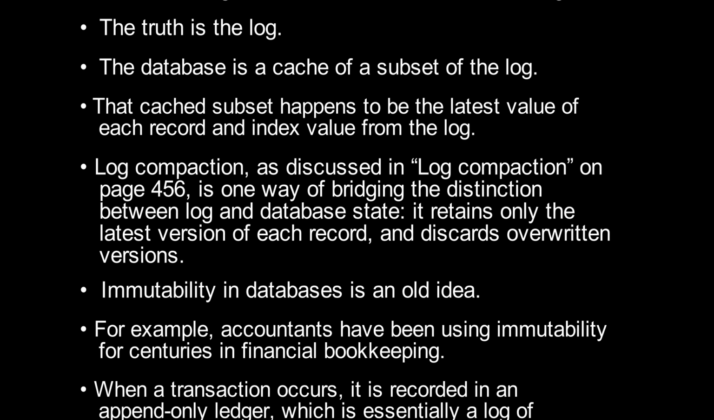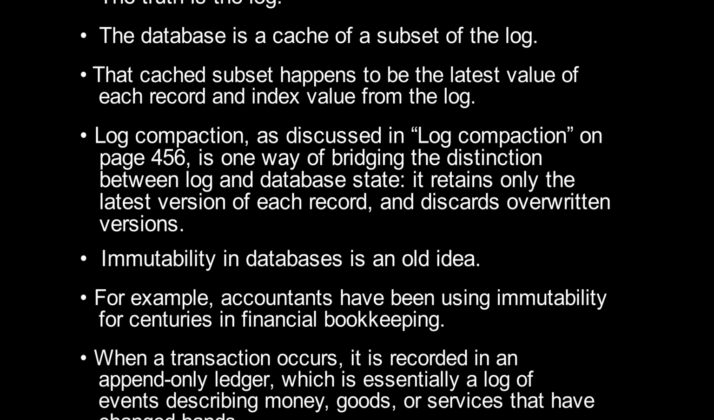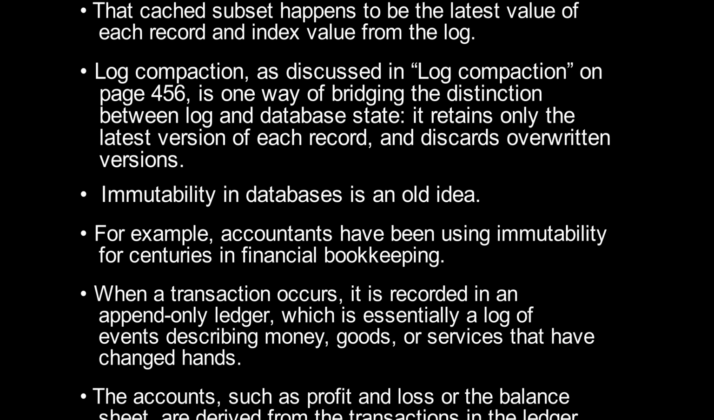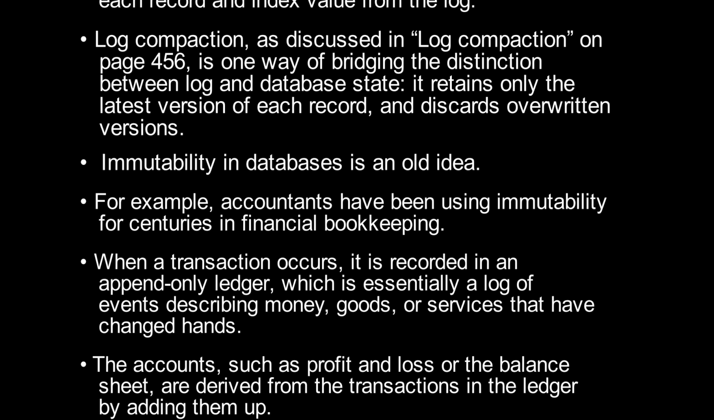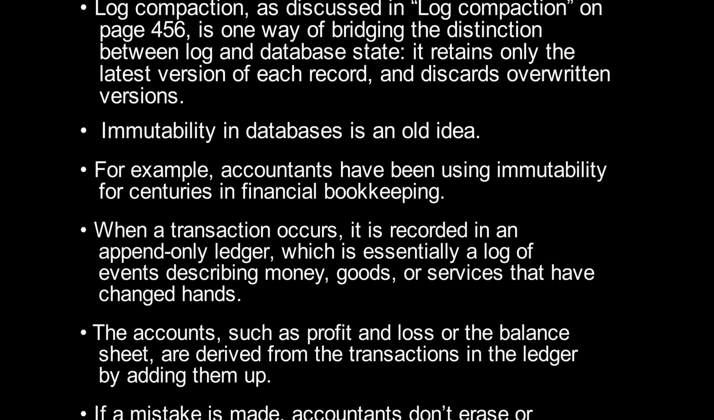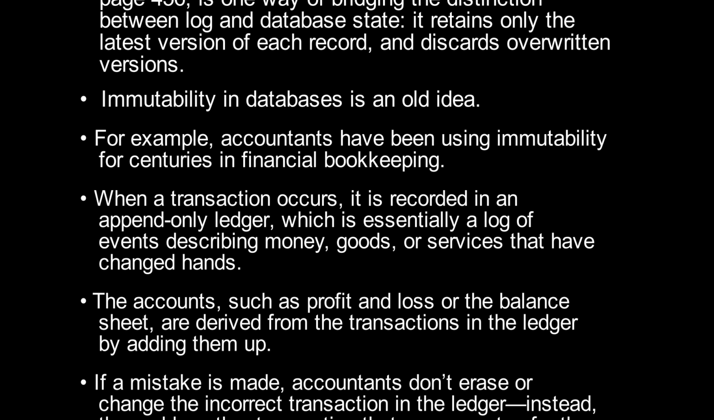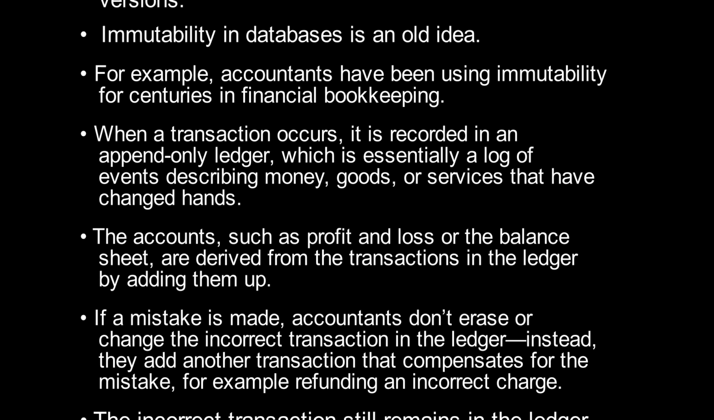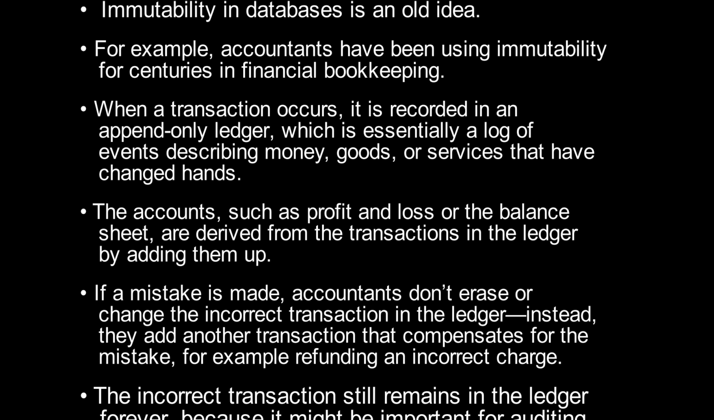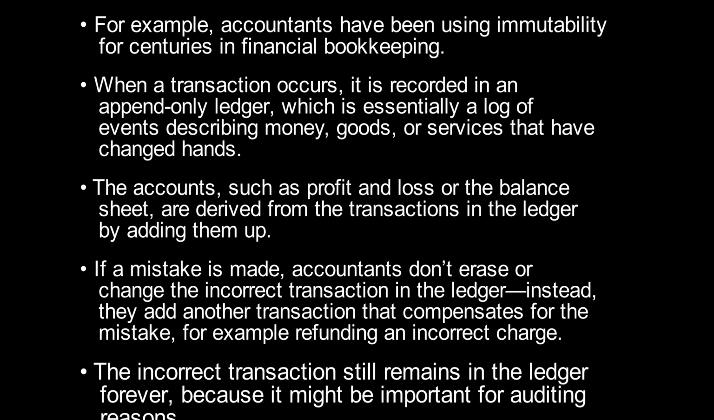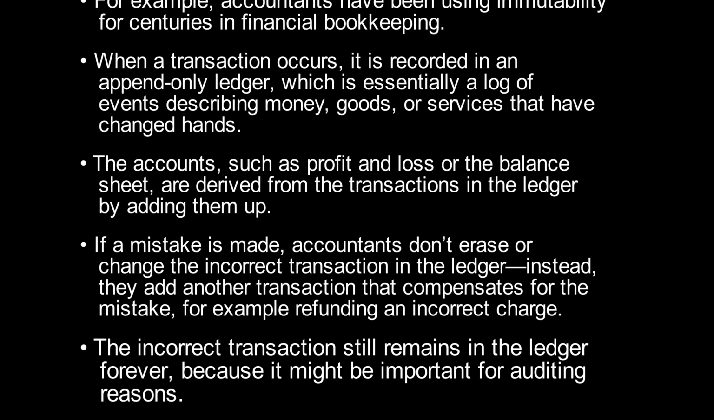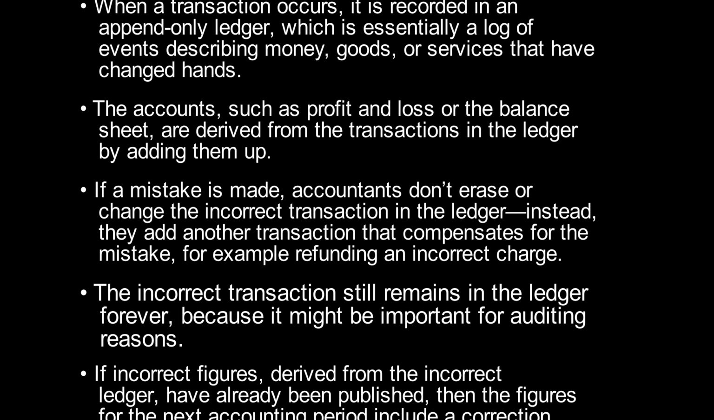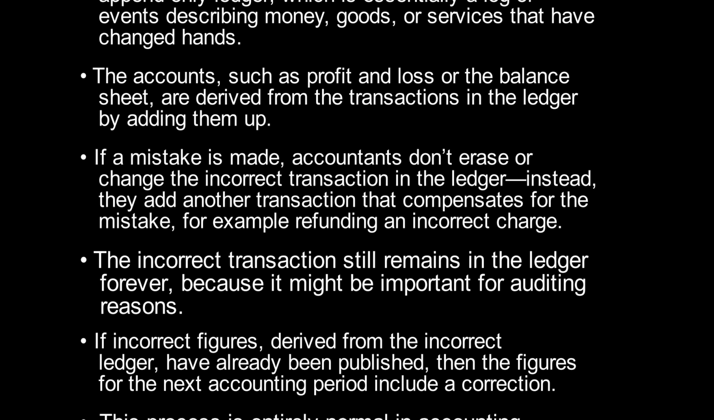Immutability in databases is an old idea. For example, accountants have been using immutability for centuries in financial bookkeeping. When a transaction occurs, it is recorded in an append-only ledger, which is essentially a log of events describing money, goods, or services that have changed hands. The accounts, such as profit and loss or the balance sheet, are derived from the transactions in the ledger by adding them up. If a mistake is made, accountants don't erase or change the incorrect transaction in the ledger. Instead, they add another transaction that compensates for the mistake, for example, refunding an incorrect charge. The incorrect transaction still remains in the ledger forever because it might be important for auditing reasons.